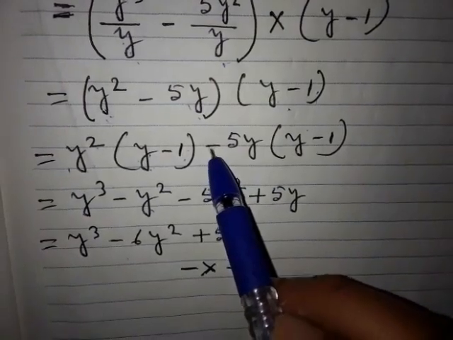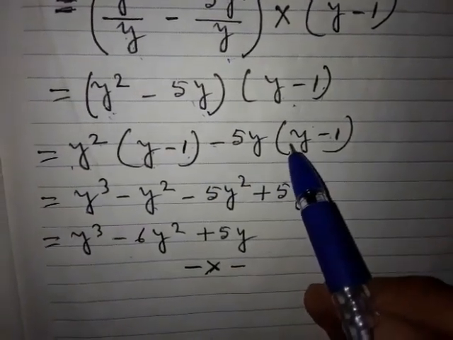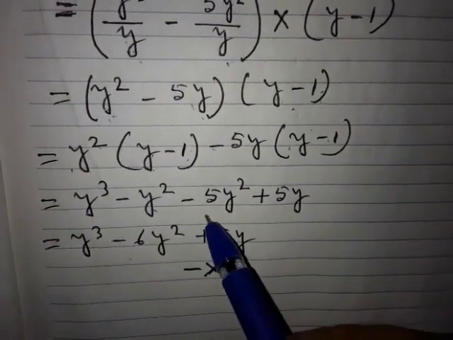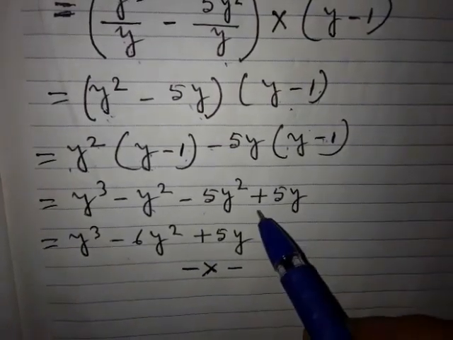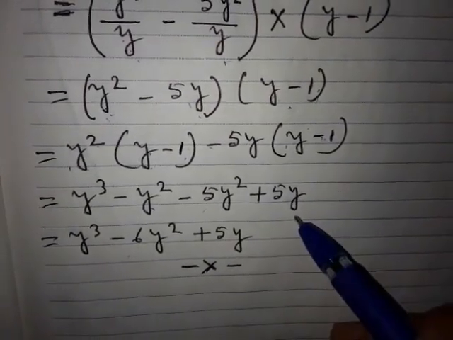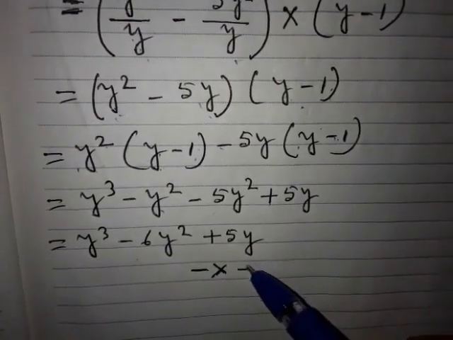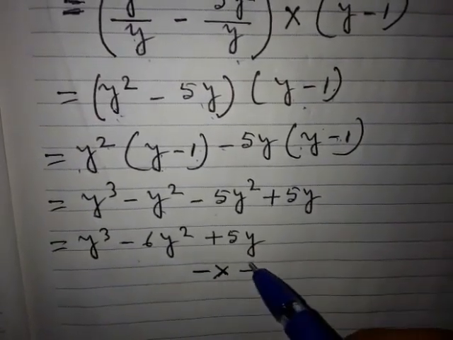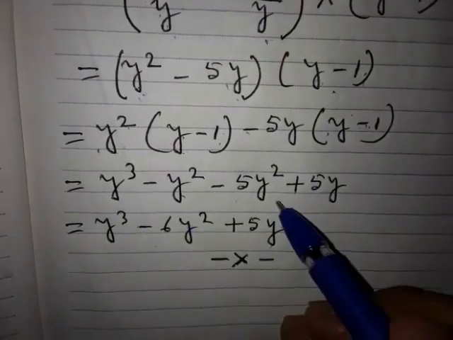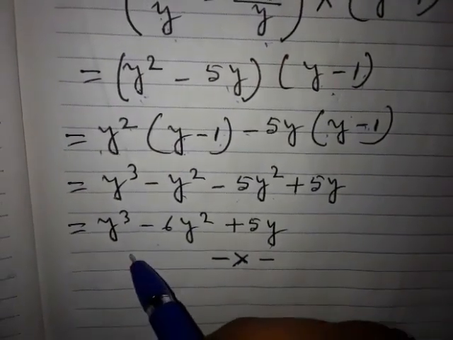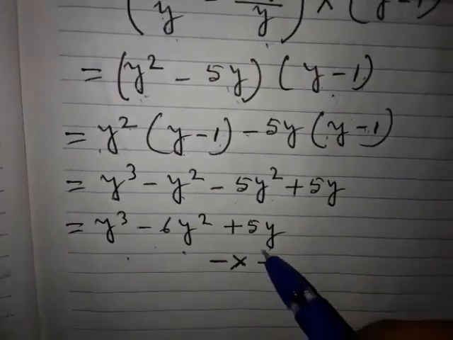What is the sign here? Minus. So whatever signs are there, their opposite signs come, so this sign was plus, it became minus, this sign was minus, it became plus, and you know how to do the multiplication. After doing the multiplication, I arranged the like term with the like term, and we did the simplification. By addition and subtraction, you got the answer y cube minus 6y square plus 5y.